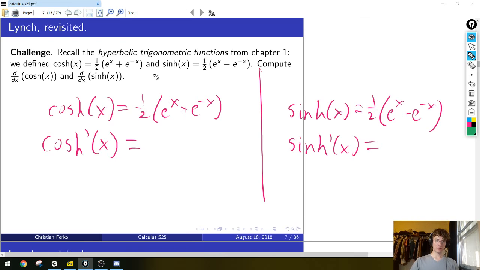Yeah, you could do that. If you prefer, we could write this as a half e to the x plus a half e to the minus x, and same thing here, a half e to the x minus a half e to the minus x. Good. Okay, so now the derivative is linear, so we could just differentiate each of those terms. When I do that, what do I get for, say, the derivative of cosh?